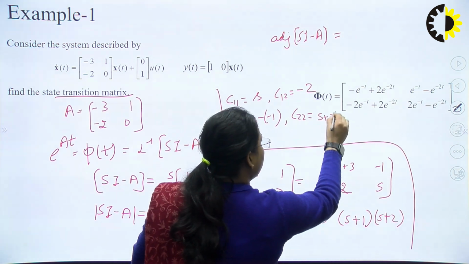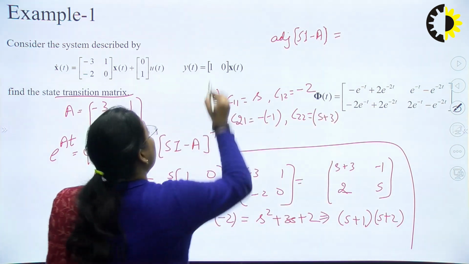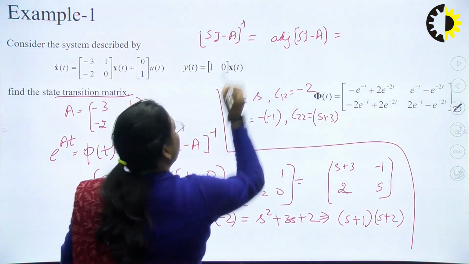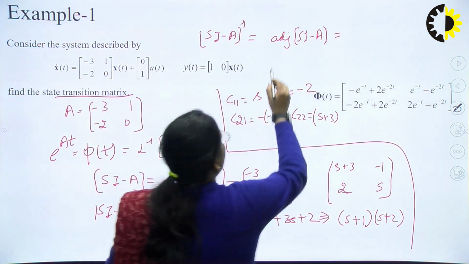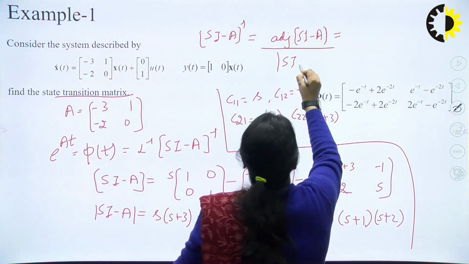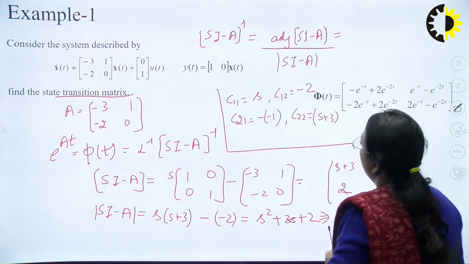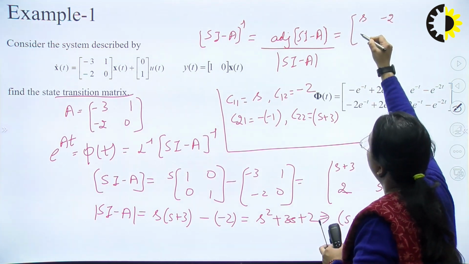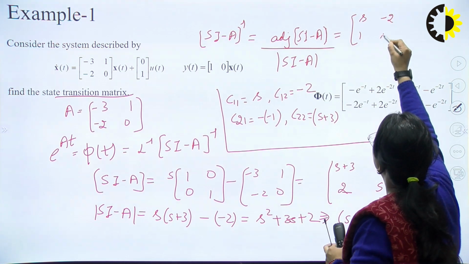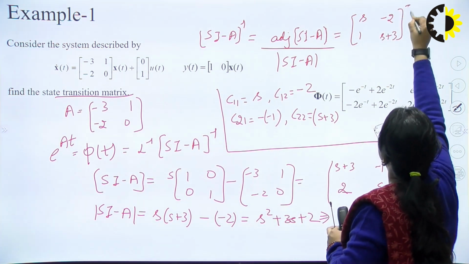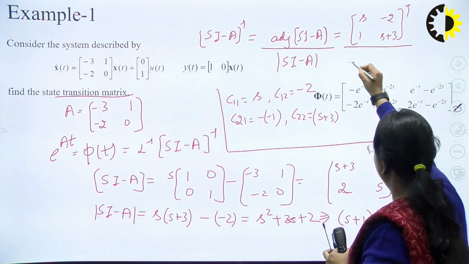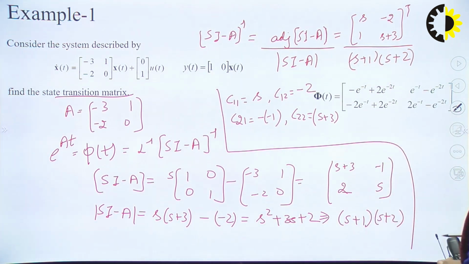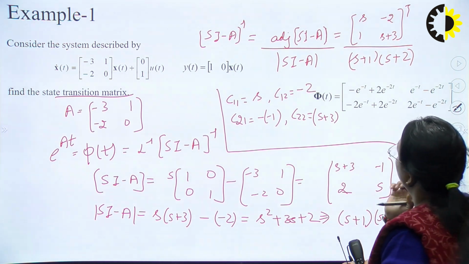Now if we want to find out (sI minus A) inverse, then the formula will be adjoint upon determinant of sI minus A. Now the adjoint will be the matrix s, minus 2, 1, s plus 3, its transpose, upon the determinant, which is s plus 1 and s plus 2, okay? So this is the inverse of sI minus A, okay?